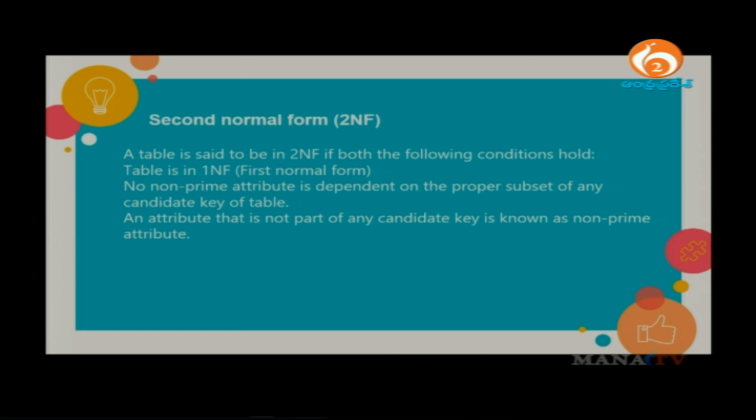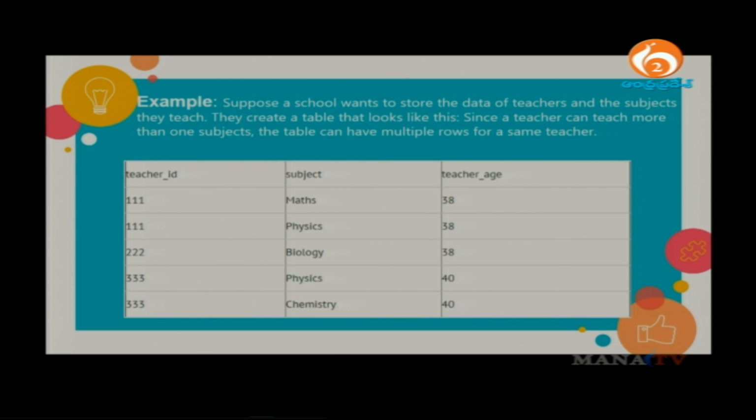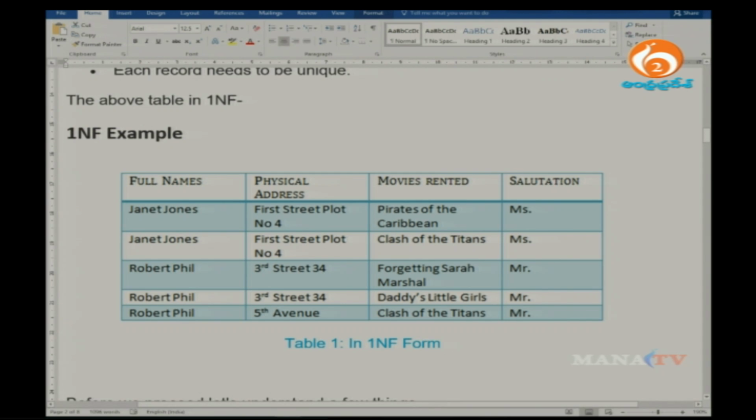Let me show you with an example for this, don't worry. An attribute that is not part of any candidate key is known as a non-prime attribute. So for example, your data is in this particular position right now, yes or no?